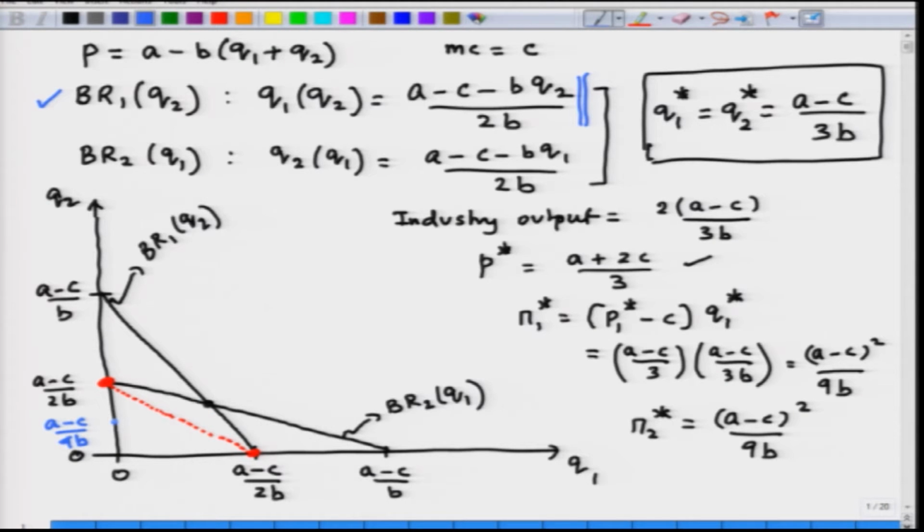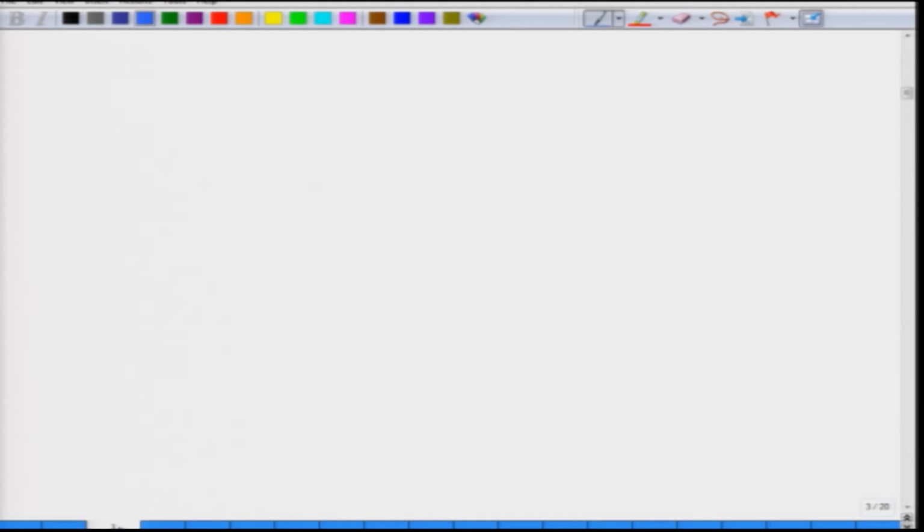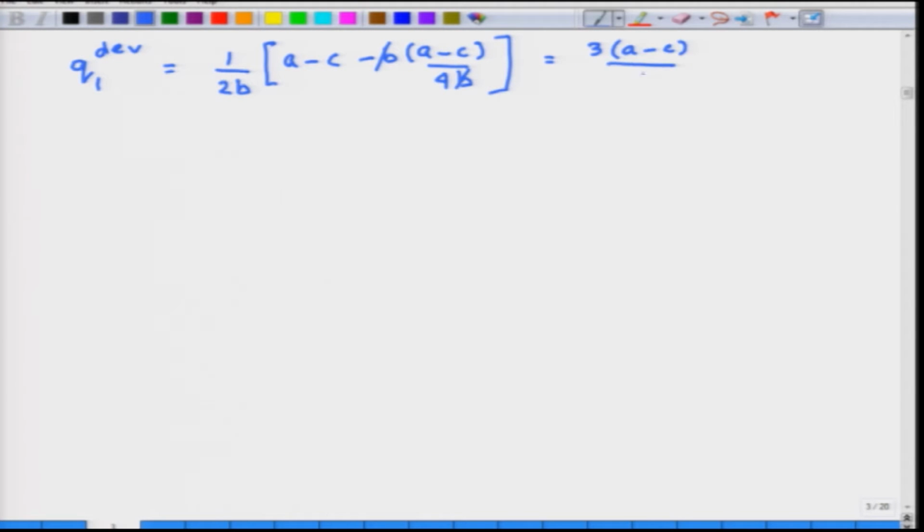So, when firm 2 produces (A minus C) by 4B, firm 1 is going to deviate and choose a quantity obtained from its best response line. Let us figure out what that is. Firm 1's deviation level of output is going to be 1 upon 2B times (A minus C minus B times Q2), but Q2 is essentially (A minus C) by 4B. So, the B gets cancelled, and this is equal to 3 times (A minus C) by 8B.